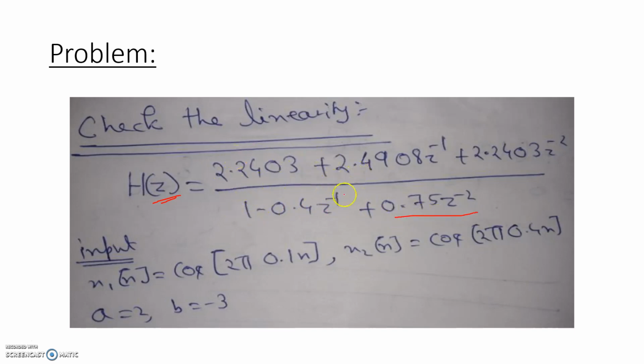Here in this case it is given like this, h of z. Sometimes they may give a difference equation like y of n is equal to some constant times x of n plus some constant times x of n minus 1, like that. You have to convert the difference equation into the transfer function. I hope you know how to convert this, you already studied it in theory. And the input is x1 n as cos 2 pi 0.1 n, x2 n as cos 2 pi 0.4 n, a as 2, b as minus 3.